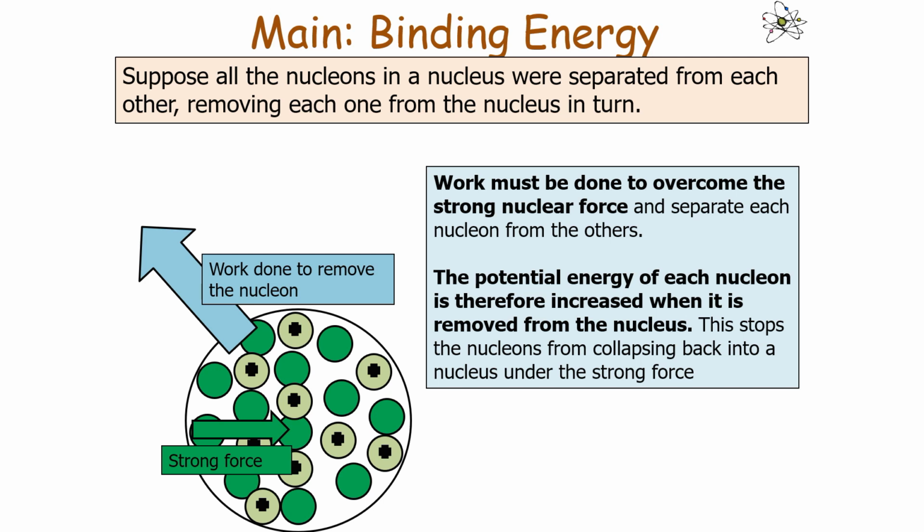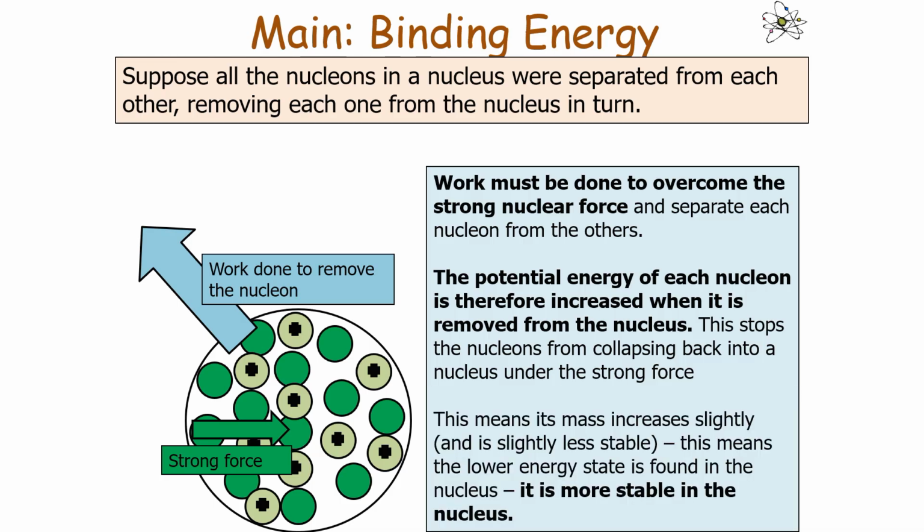So this tells us that the potential energy of each nucleon is therefore increased when we remove it from the nucleus, because we're putting energy into that nucleon to pull it out of the nucleus. This stops the nucleons from collapsing back into the nucleus under this attractive strong force. Because these nucleons, when removed from the nucleus, have slightly more potential energy, their mass will increase slightly, E equals mc squared, but it also means that they're slightly less stable. So the lower energy state is found in the nucleus, so our nucleons have less energy whilst in the nucleus and are therefore more stable.